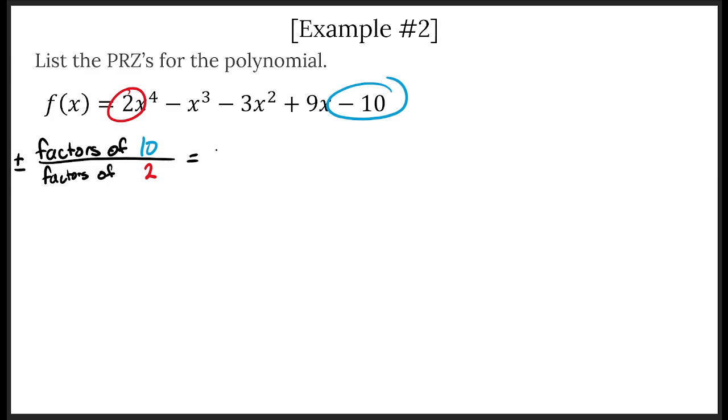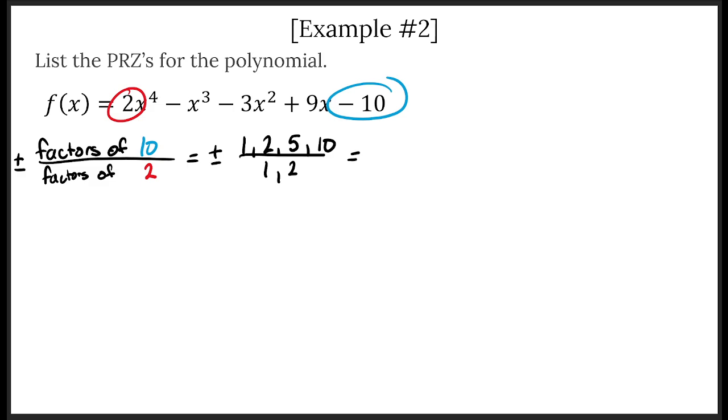So let's think plus or minus anything that can divide a 10, or numbers that can be multiplied up to a 10. That would be 1, 2, 5, 10. Not too many options, just 4. Factors of 2. There are 2 numbers that will divide a 2. It's a 1 or a 2. Every number that is on the top gets to take a turn as a numerator, with every number that's on the bottom as a denominator.